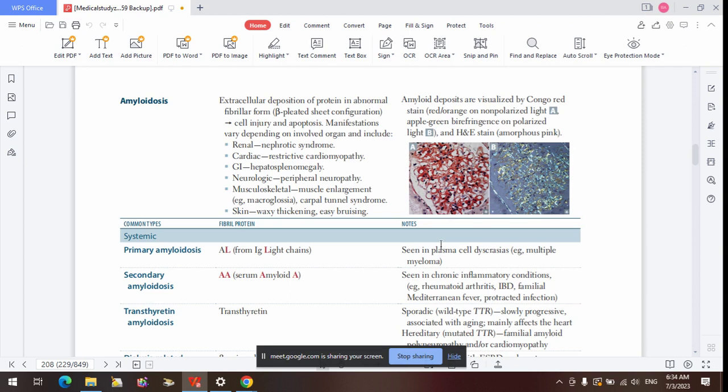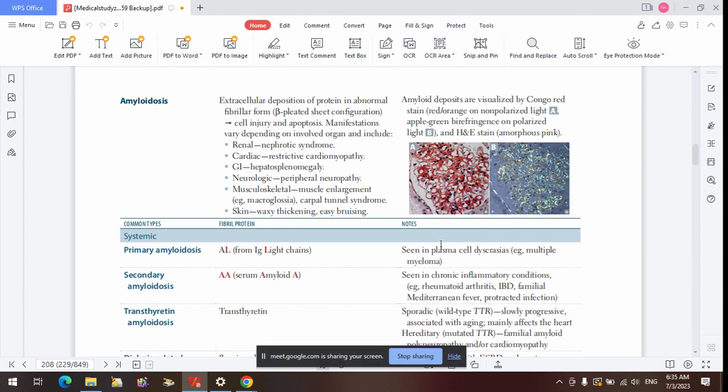So the last one that they usually like putting is the skin deposit, skin manifestation. It causes thickening of the skin, and the skin will appear waxy. So the skin will appear thick and waxy when there is deposit of amyloid in that area, and it can be easily bruised. Once we are seeing that waxy, thickened skin, it is amyloidosis until otherwise proven.